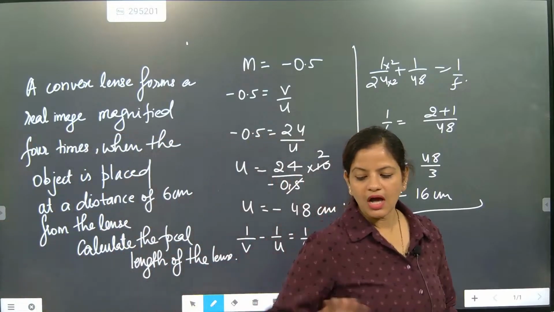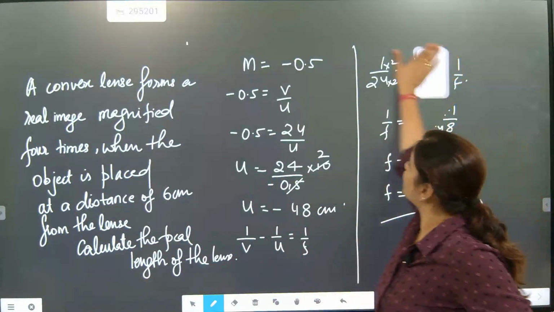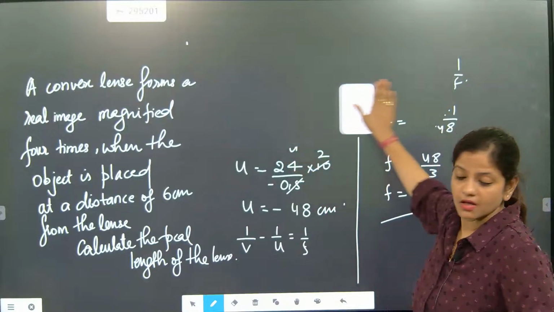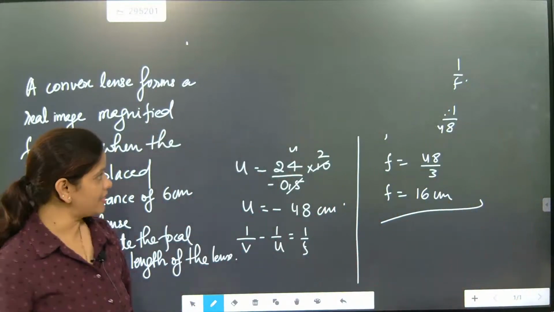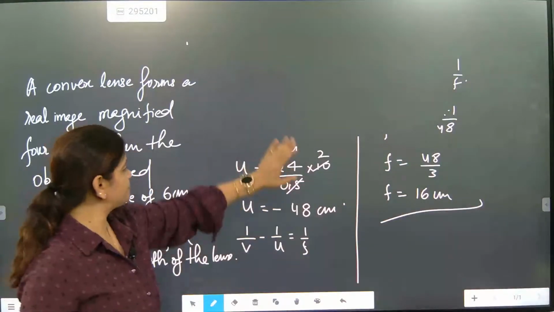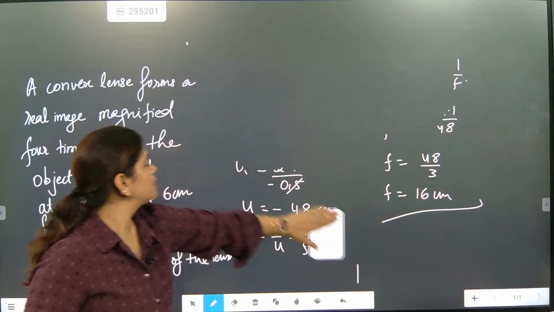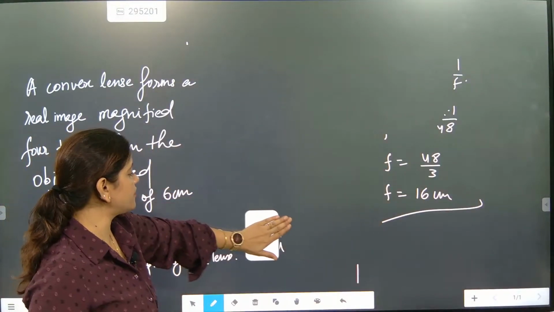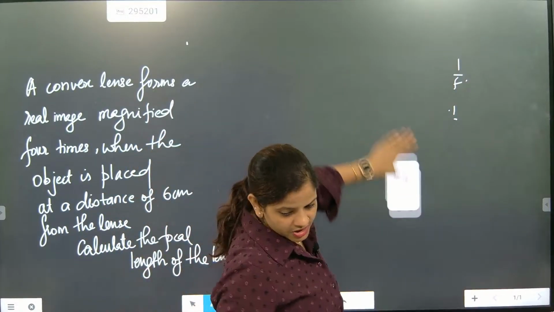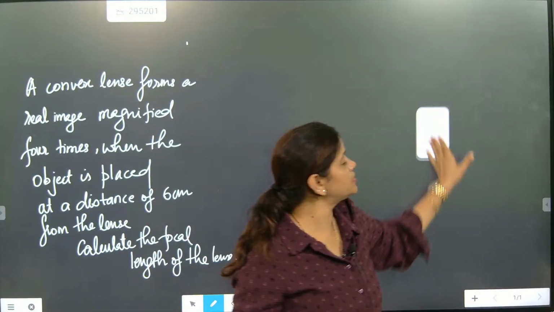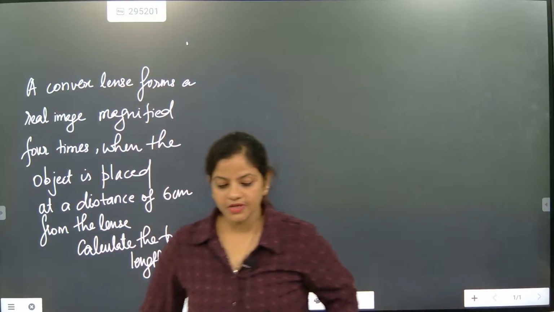Magnification will do half of the work. I'm not sure, I'll solve and see. Here object distance is given. We need to check. When object distance is given, this is what we are going to do. Then try and solve this question, please.